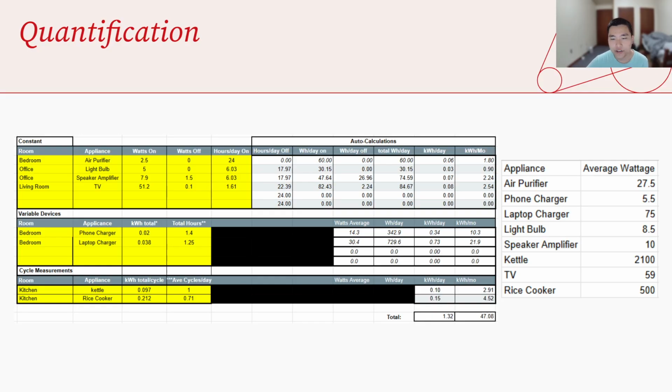For the quantification, I used the Excel sheet from Canvas, and I have my wattage compared to the average wattage on the side. My air purifier is way lower, my light bulb is about the same, and my speaker amplifier and TV are also about average. But my phone charger takes way more wattage, probably because it's a fast charger. My laptop charger is lower because it's just a casual laptop, not a gaming laptop, and the average probably includes gaming laptops. My kettle is a small one, so it takes way less wattage, while my rice cooker is about average.